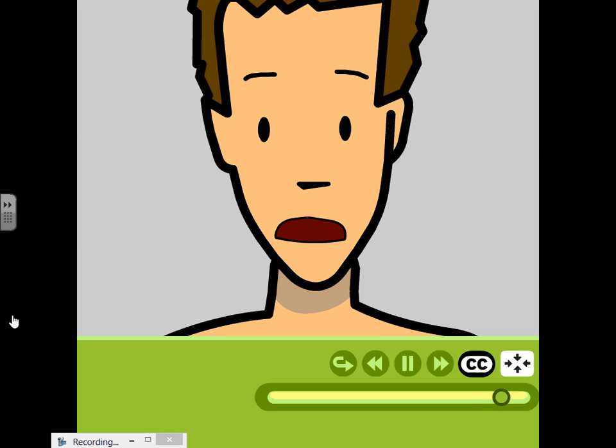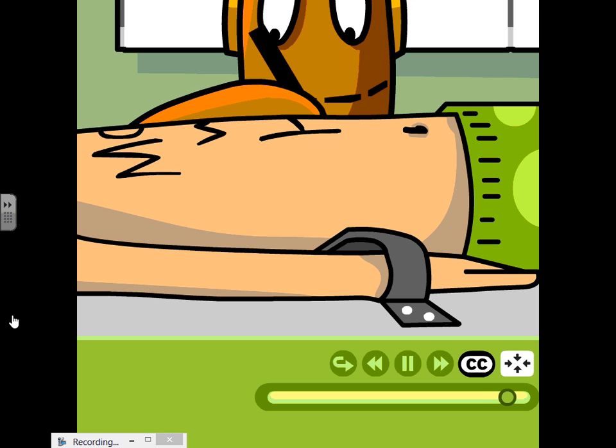Huh? Moby, I can't move. Hey, cut it out. Stop it. Cut it out.